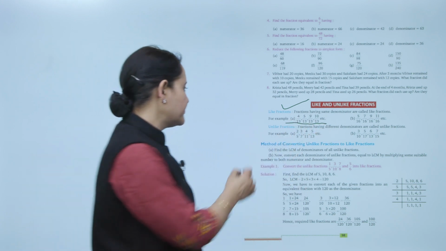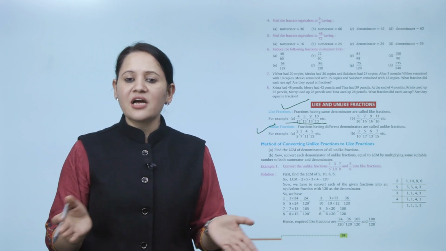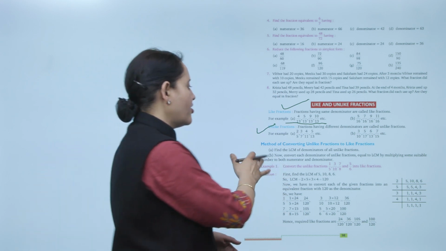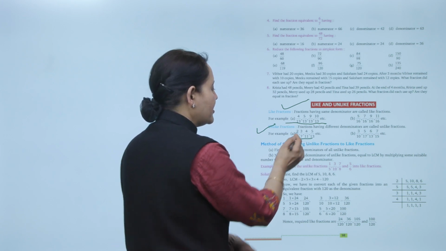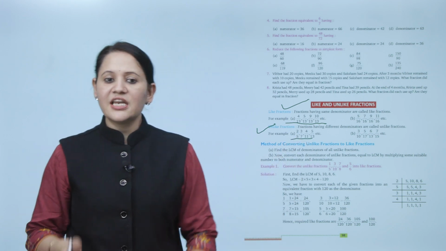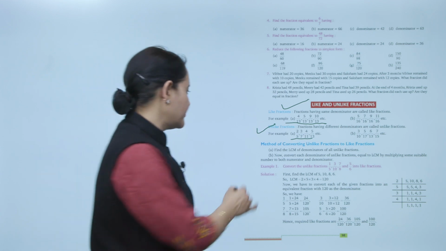Unlike fractions: fractions having different denominators are called unlike fractions. Like here, all the denominators are different. Here 5, 7, 11 and 13 are all different. So they are unlike fractions. Next is the method of converting unlike fractions into like fractions.